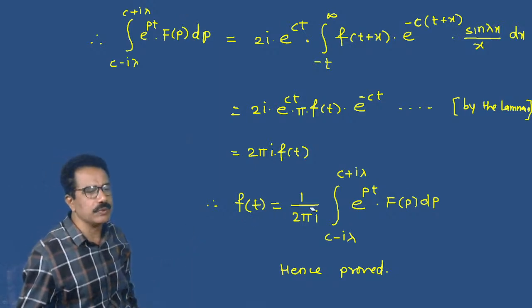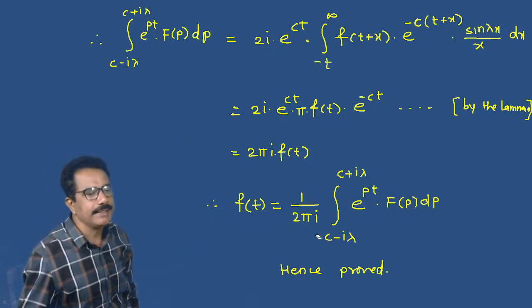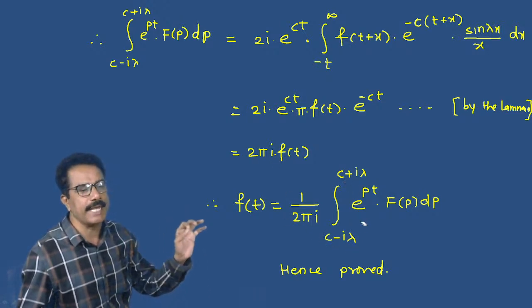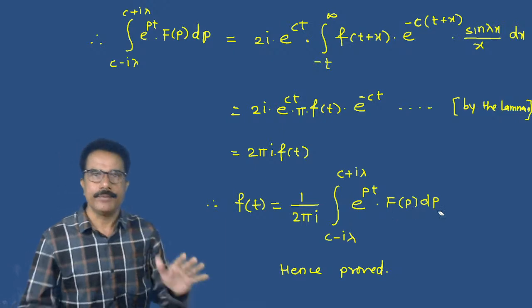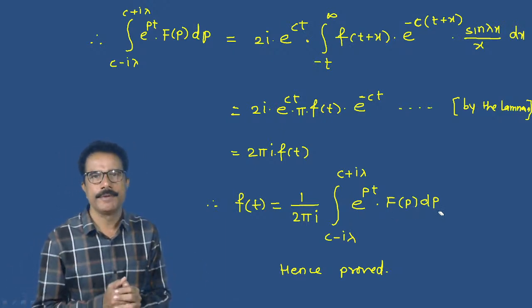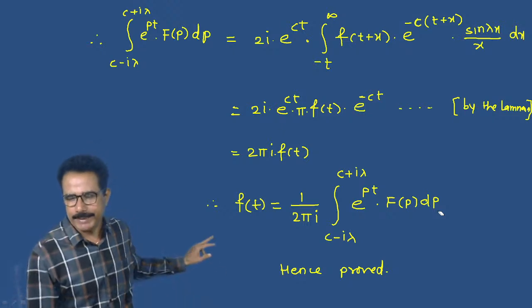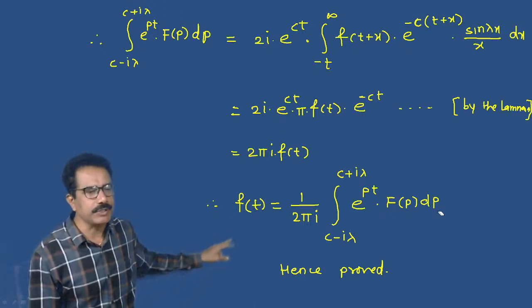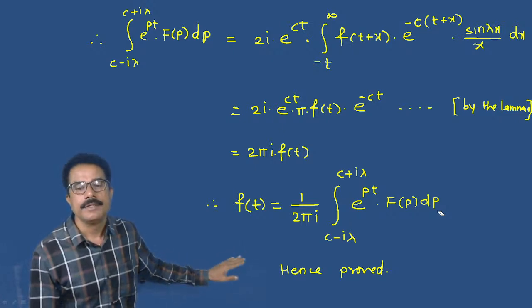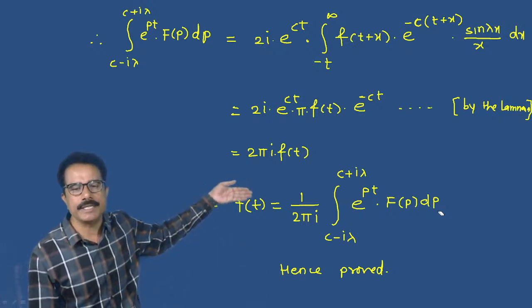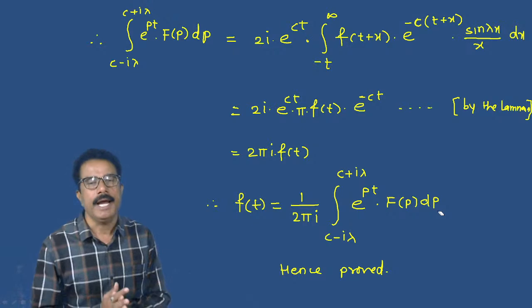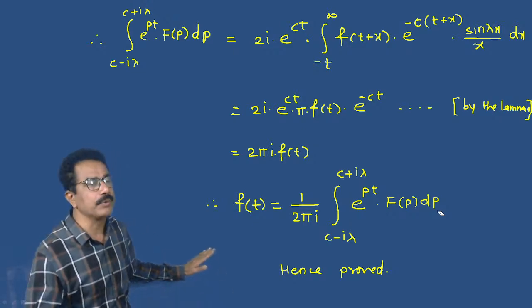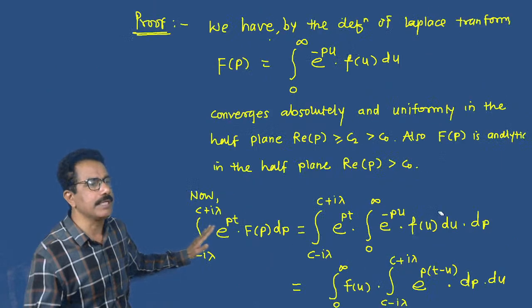f of t is equal to 1 upon 2 pi i integral from c minus i lambda to c plus i lambda e raised to pt capital F of p dp. But we have considered lambda tends to infinity. So our final result will be small f of t is equal to 1 upon 2 pi iota, integral from c minus i infinity to c plus i infinity e raised to pt into capital F of p dp, and hence proved. In this way we can prove the complex inversion theorem.